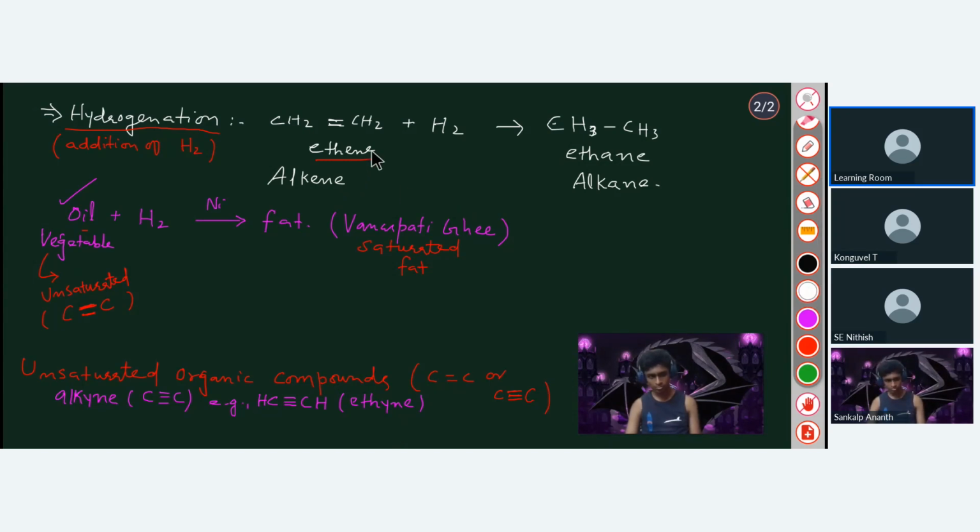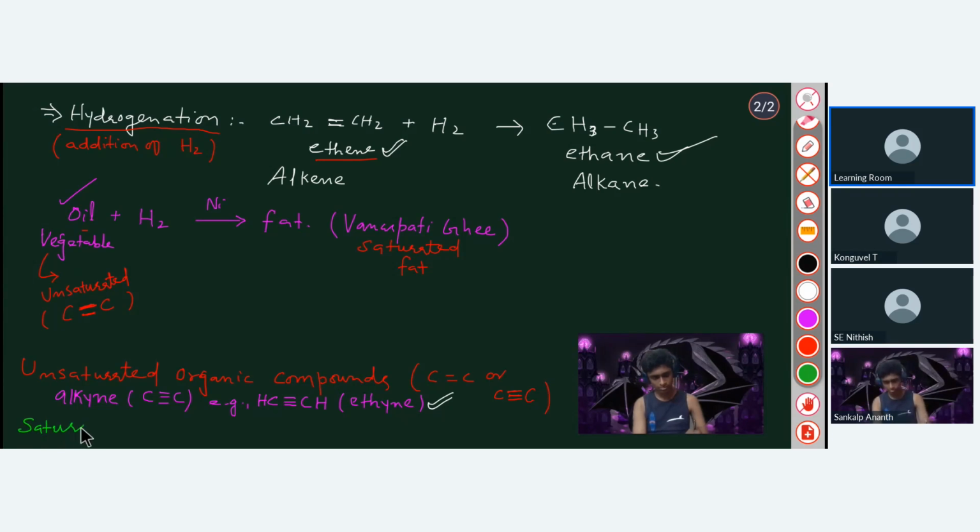See, this one was ethene. Can you have a look here? This one is ethene, this one is ethane, and this one is ethine. You have to remember these three: ethane, ethene, and ethine. Alkane, alkene, alkyne. Like that, exactly.